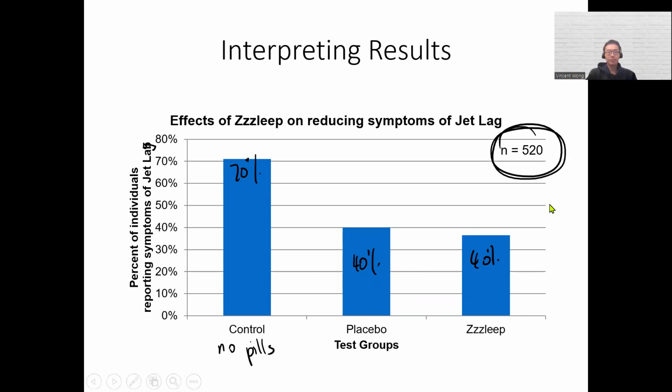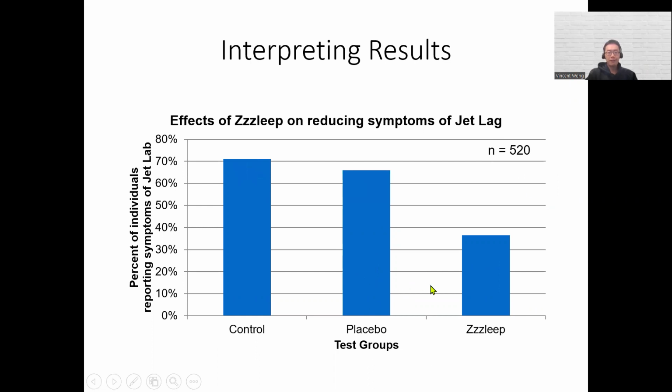On the other hand, if the placebo group is similar to the control group and only the sleep drug, the new drug, is able to reduce the jet lag symptoms, then we know it works. Because the placebo didn't do anything, and it shouldn't, because the placebo is just like a fake pill. So only the actual pill was able to reduce the jet lag symptoms. Then we know this one works.